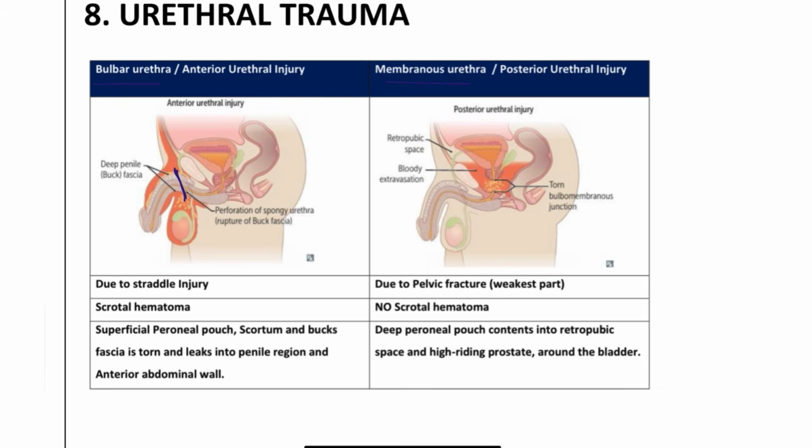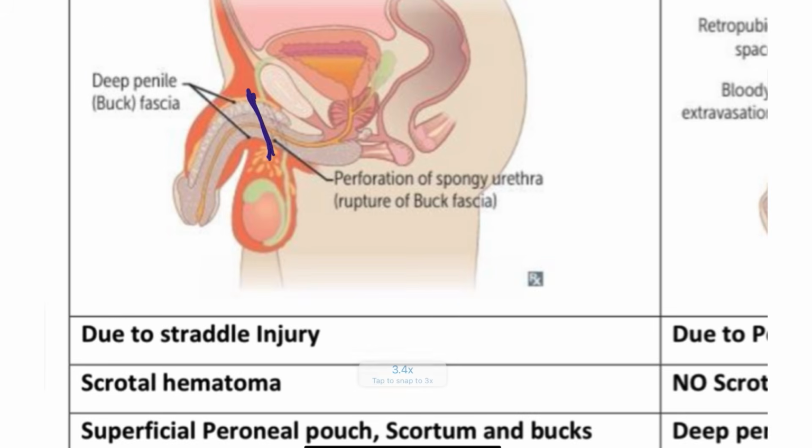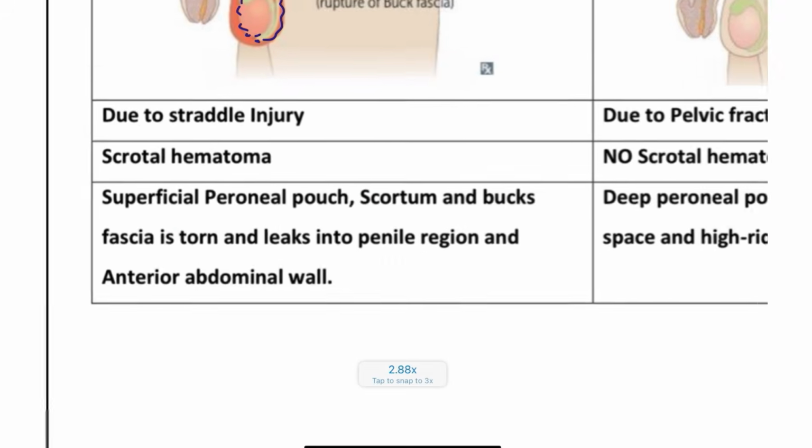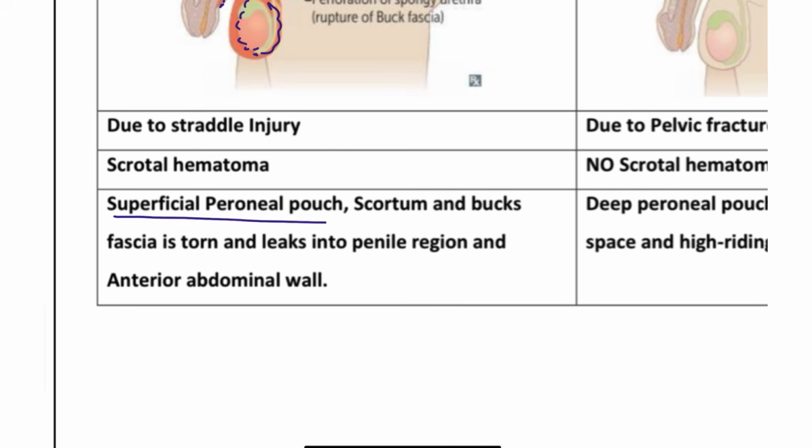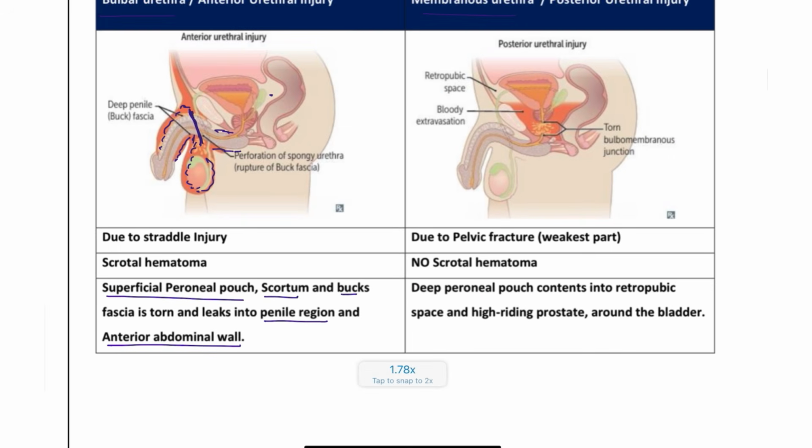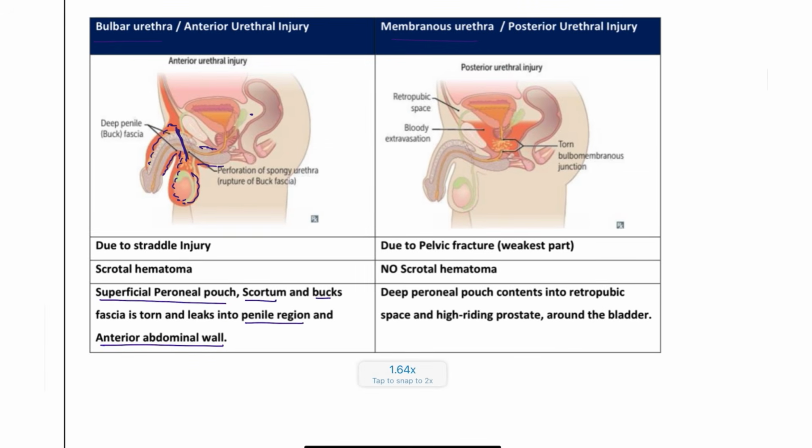So what happens in the patients? Here itself you can see the image, there is a break here. So what happens? The urine is going to extravasate here. Urine is going to come here. But urine cannot travel upwards, right? So the urine will be extravasating around these areas, for example, superficial perineal pouch, scrotum, and Buck's fascia, and also leaks into the penile region and the anterior abdominal wall. This is the most anterior type of the urethral injury.